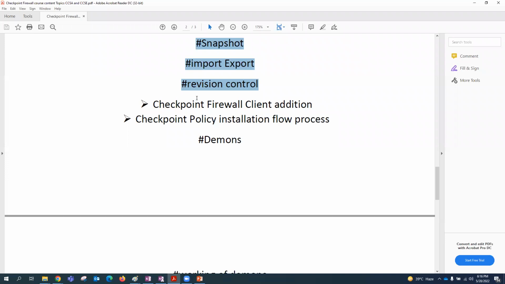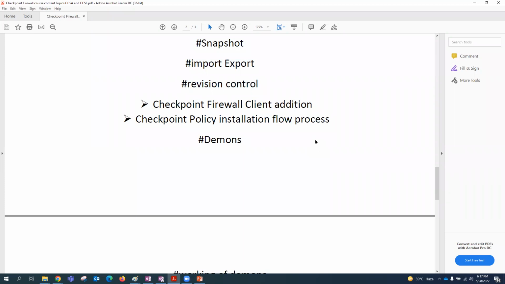In that case, we'll be having a very good and deep discussion on this particular point. And then I'll discuss the Checkpoint policy installation process. Okay, we do have a firewall in our network. We do have a SmartConsole software through which we'll be deploying the policy. But what is happening behind the picture?